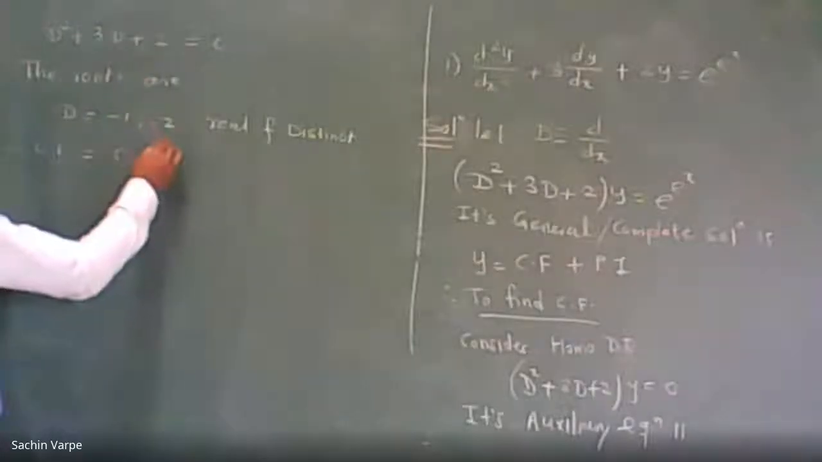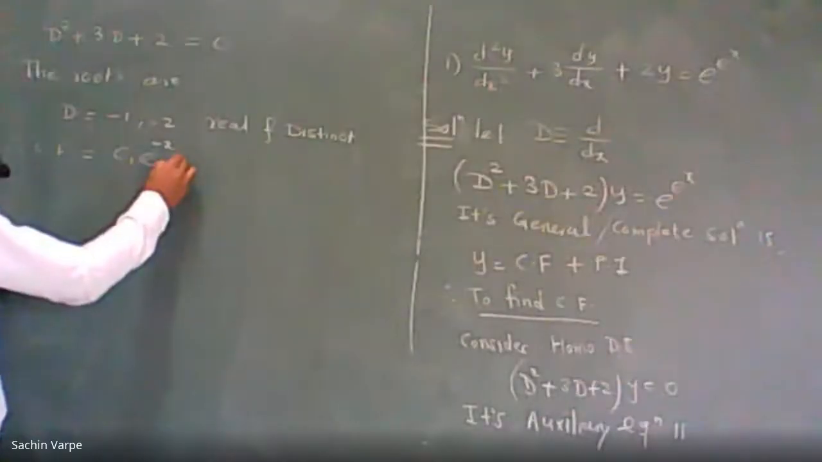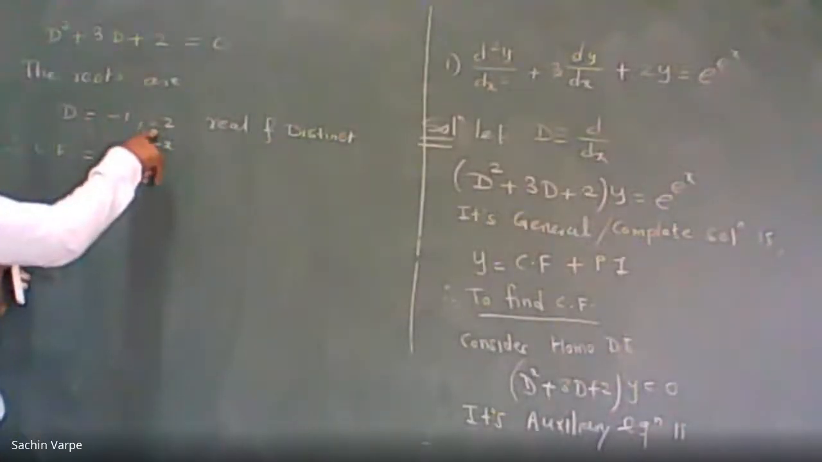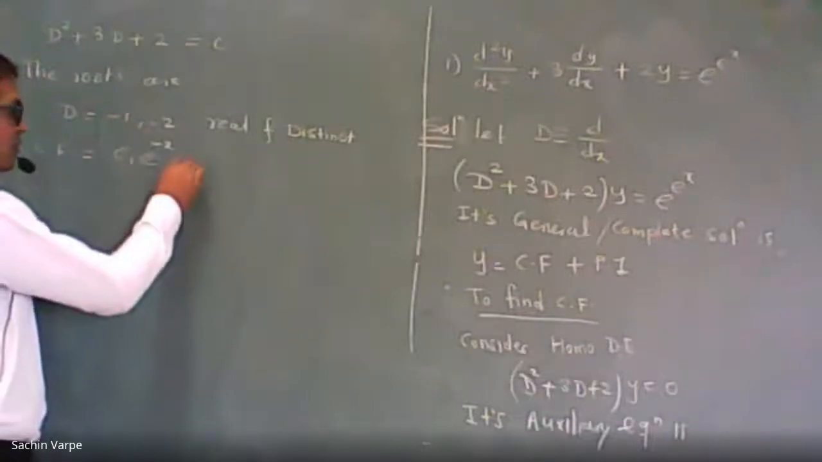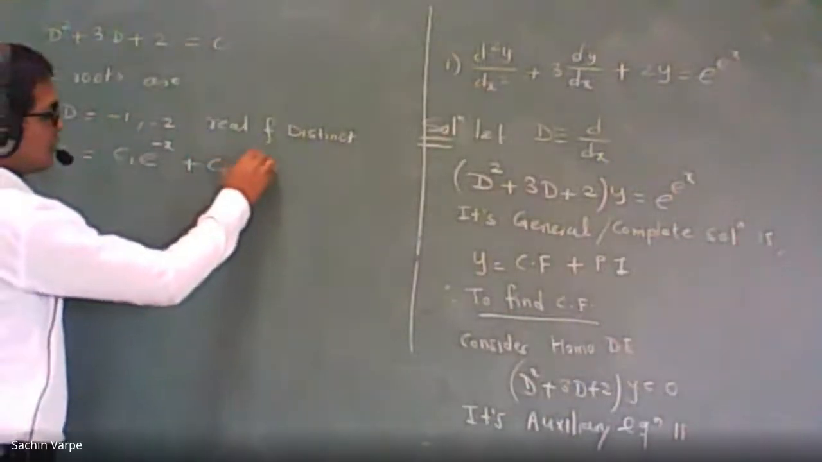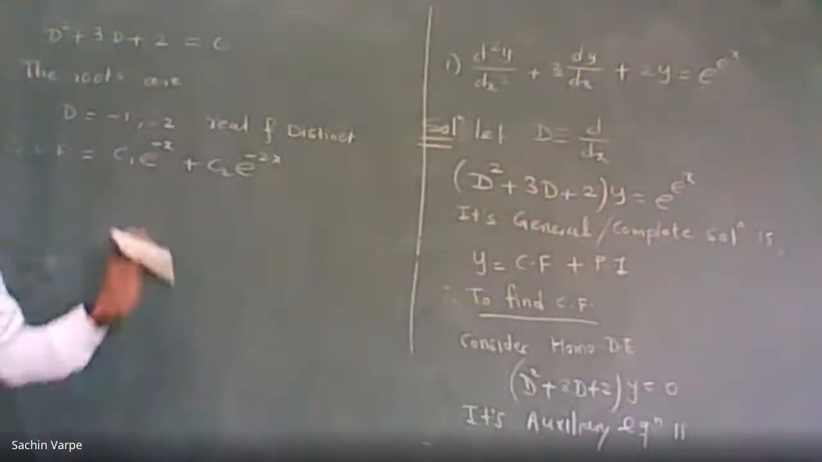That m1 is minus 1, so minus x, isn't it? Or you can even take minus 2 first also. Don't need to worry, order is not important. Plus C2 e to the power minus 2x. And this is the complementary function.